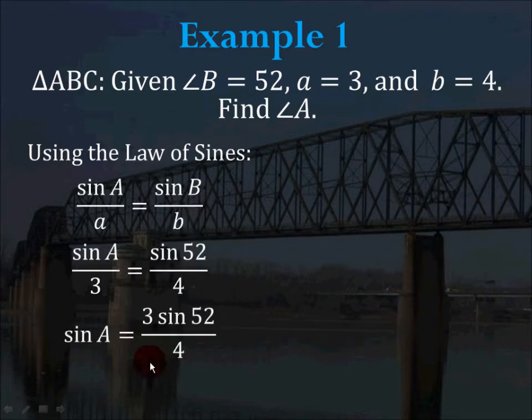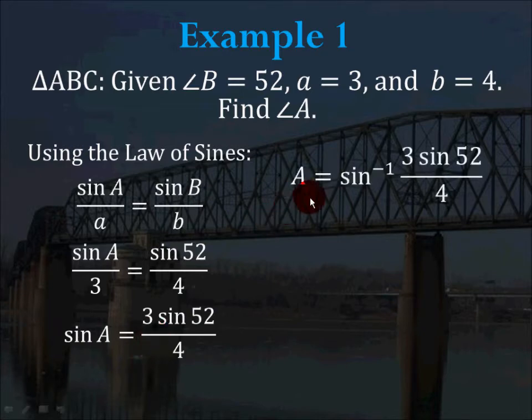By doing some algebra, the sine of A is 3 sine 52 over 4. Therefore, A is the inverse sine of 3 sine 52 over 4. I can tell you this is about 0.591. So A is either equal to 36.2 degrees or 143.8 degrees. Notice that you can have two different angles for the inverse sine because sine is positive in both the first and second quadrant. So you're almost always going to have two possible angles for A when you do the inverse sine.